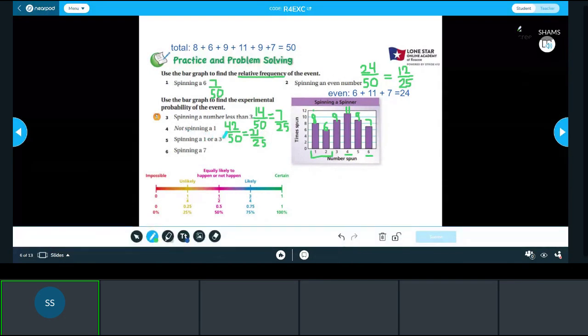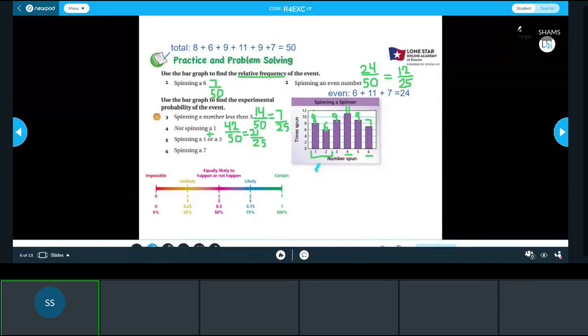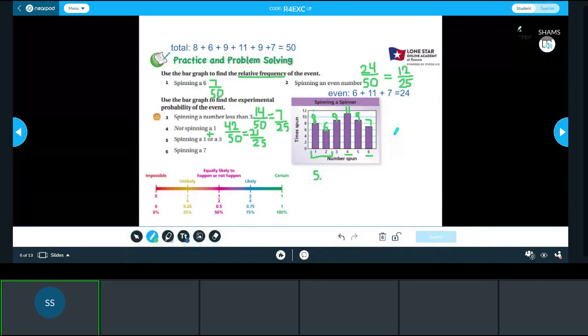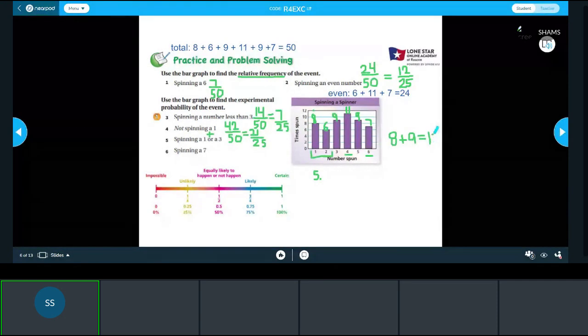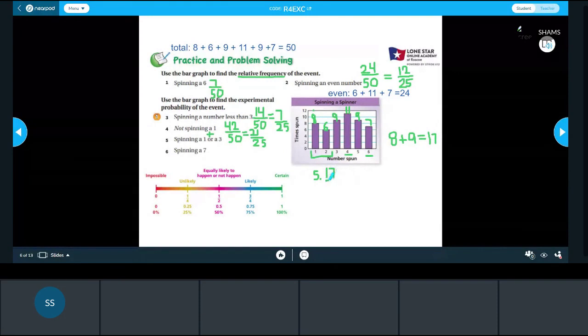Let's look at question 5. Spinning a 1 or a 3: remember, in probability the word or represents an addition operation. So the chance of spinning a 1 or a 3: 1 occurs 8 times and 3 occurs 9 times, and that is 17 total. So the chance of spinning a 1 or a 3 is 17 out of 50. Let's look at question 6. What is the chance of spinning a 7? I will say 0% chance, because there is no 7 on a number cube.